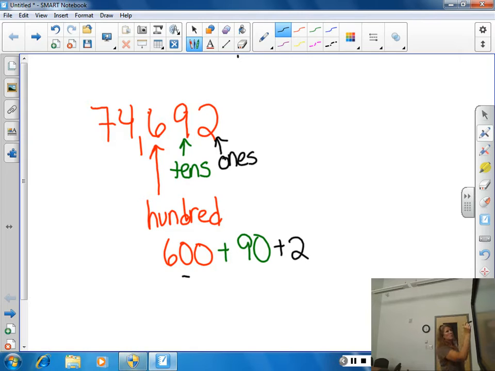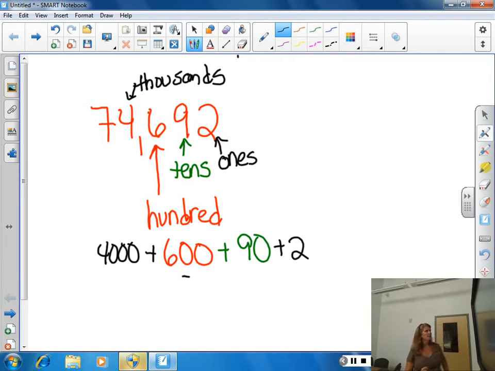Well, the 4 has a value. What place value is it? What place is it in? It's in the thousands. So the thousands place is 4,000. And finally, what about the 7? What place is the 7 in that number? Well, the 7 is in the 10,000s.